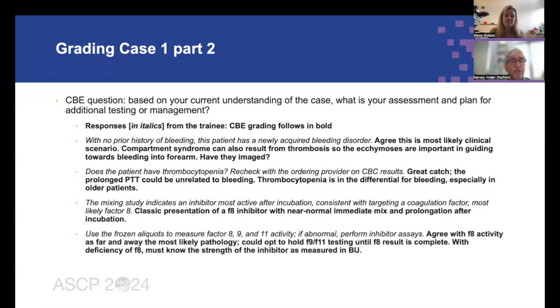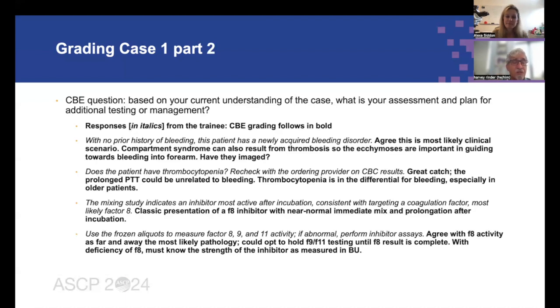They wanted frozen aliquots to measure multiple activities. Certainly agree with the factor VIII activity, as that's the most likely pathology. The resident could have opted to hold factor IX or XI testing until the factor VIII result was complete. But with deficiency of VIII, they wanted to measure the inhibitor, and we have to know the strength of that as measured by Bethesda units. So again, very solid responses by the resident here as part of their free-form competency.